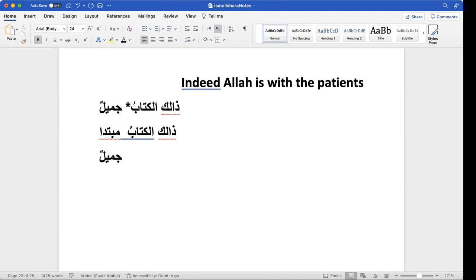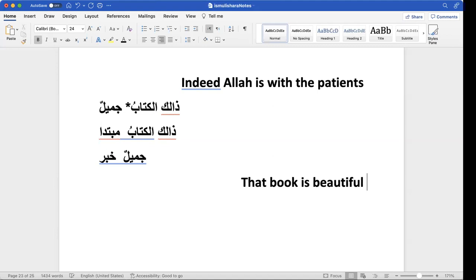Now how will you translate this? Jamil means beautiful. Zalika means what? That. So we'll say that book is beautiful. That book is beautiful.